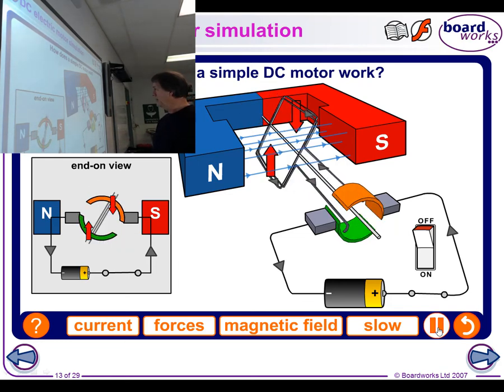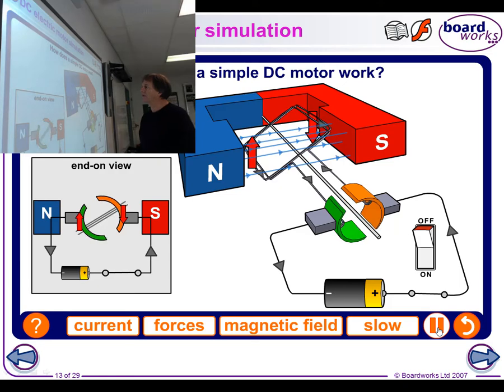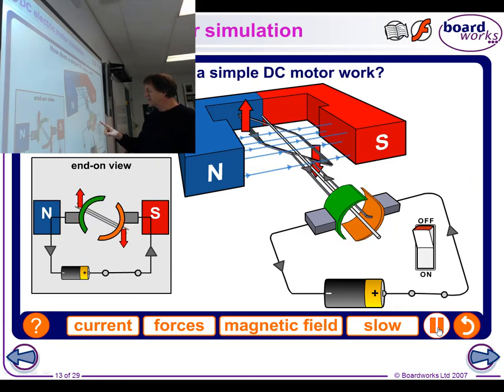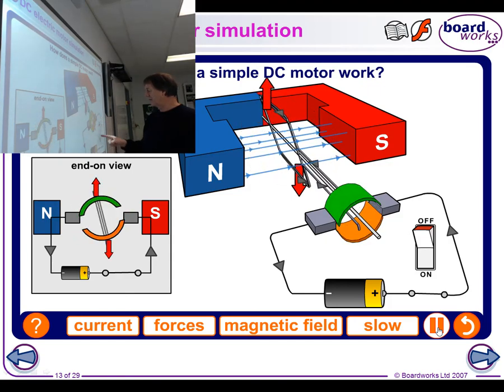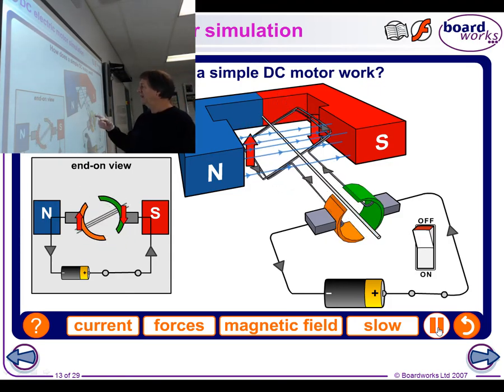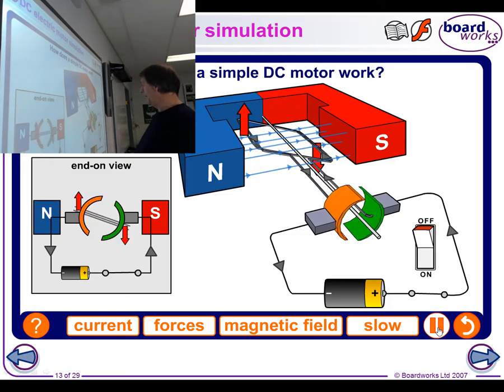So we hit play here, you should be able to see that process of how it works as a motor. Okay, and you can see every half a turn here, it's going to switch direction of current by the positives and negatives switching, and therefore you always get a force upwards on the left in this particular diagram and a force downwards on the right.